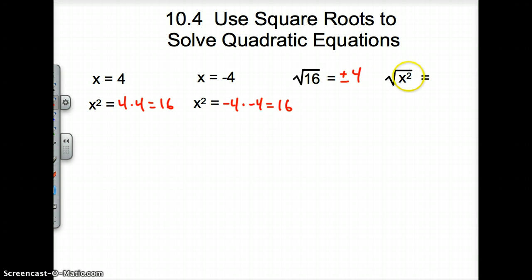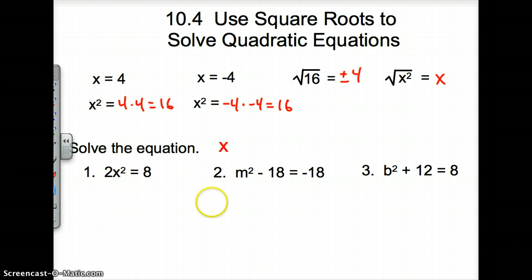And finally, a square root of an x squared, this square root undoes this square, so the square root of an x squared is x. So now let's get to some quadratic equations.